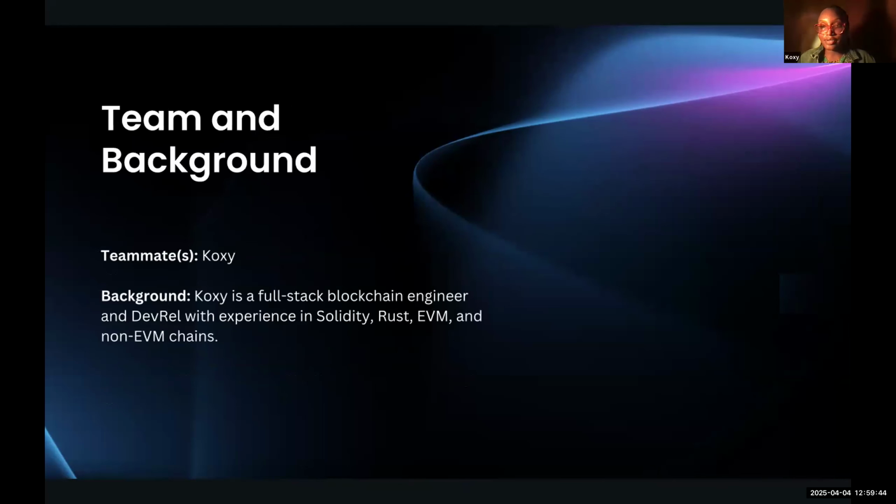So the team and the background. This is going to be built by me. I'm the sole operator of this. My name is Coxie. I'm a full stack blockchain engineer and a DevRel with experience in Solidity, Rust, and also experience with EVM and non-EVM chains.